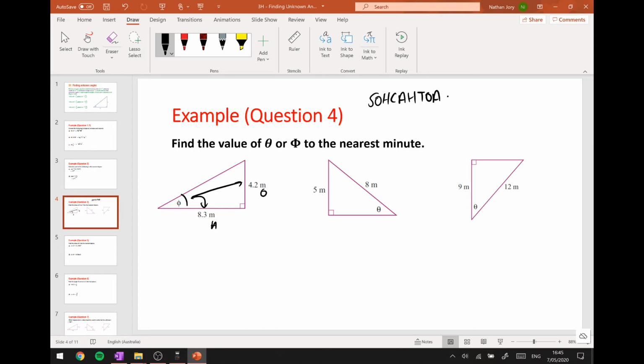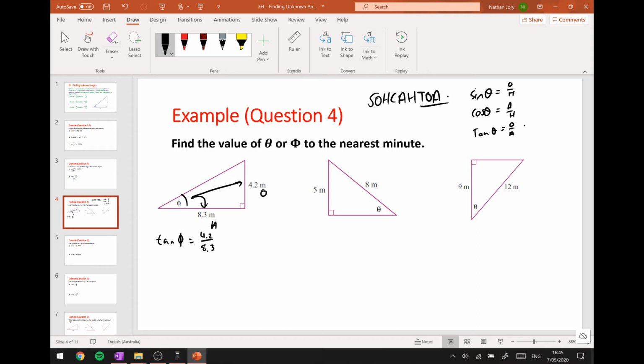So which of my 3 uses O and A? Well, it's TOA, or tan. So I'm going to write tan of theta, or tan of phi in this case, is equal to. Remembering that sine theta is equal to O on H, cos theta is equal to A on H, and tan theta is equal to O on A. So tan is the opposite over the adjacent, so 4.2 over 8.3.